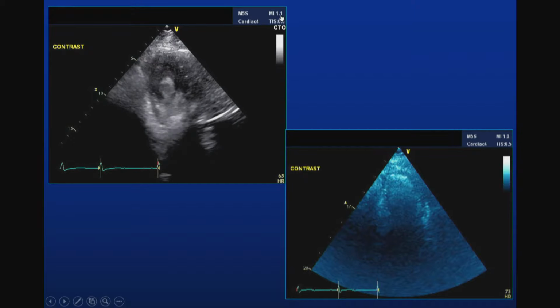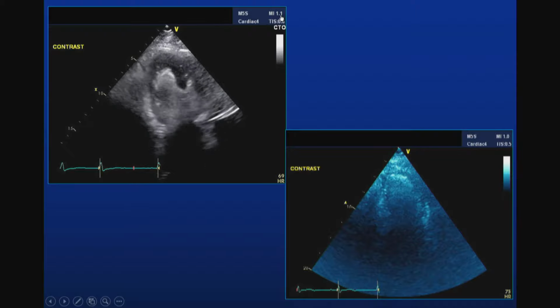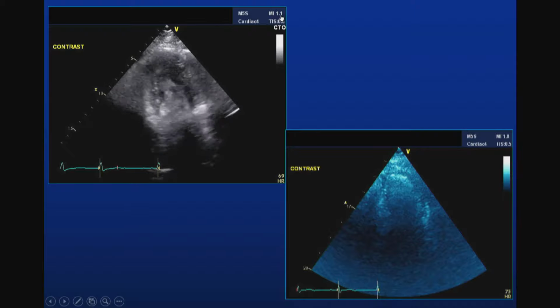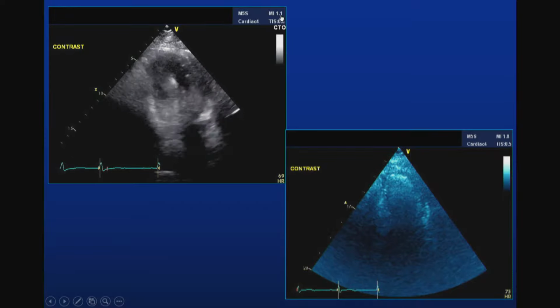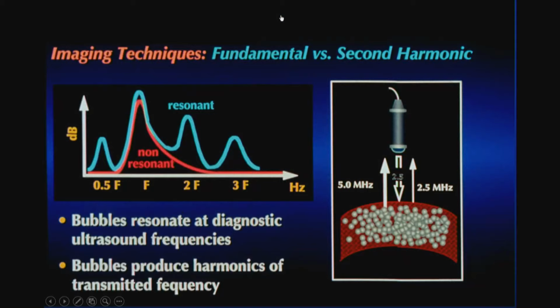The nice thing about many of the imaging machines nowadays is they are preset with contrast settings, so it brings down the mechanical index. But if you play around with it, you will accentuate these effects of interaction of mechanical index with the contrast itself.